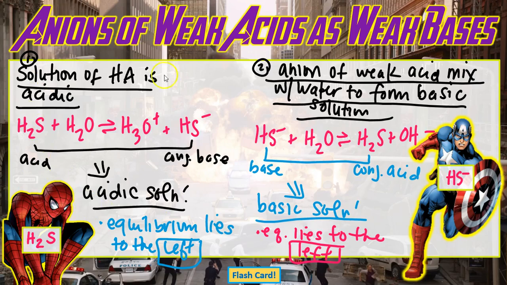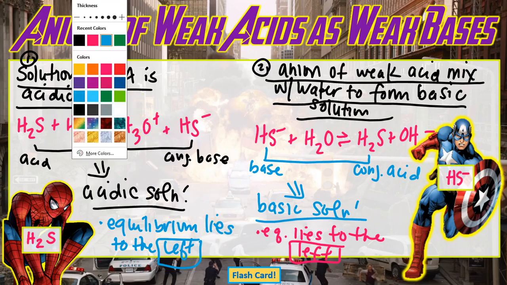So if we start off by verifying a solution is acidic, we're going to start with our weak acid, H2S. We're going to mix it with water, and we're going to form H3O plus and HS minus. We can also call out the conjugate acid-base pair here, so H2S and HS minus. Now, guess what, folks? If you want to know why this solution is acidic, then we can use the strength of our conjugate acid-base pairs, just like we saw in the previous portions, and we see that the equilibrium is going to lie to the left.